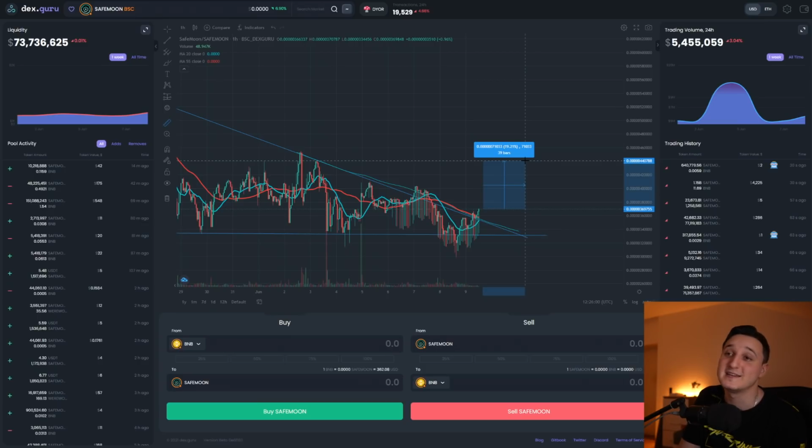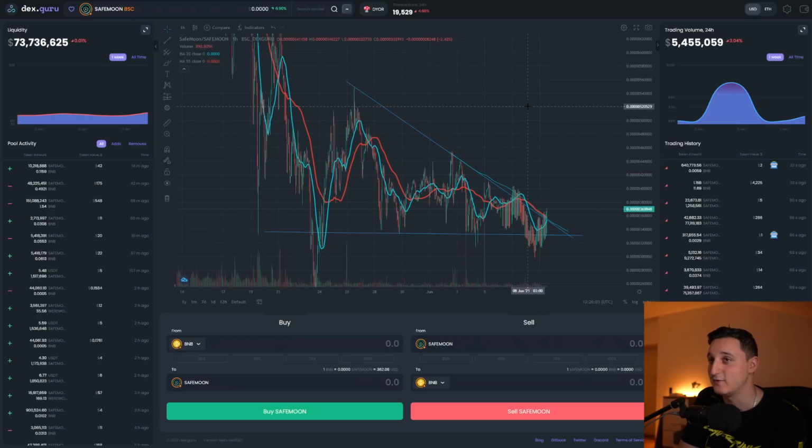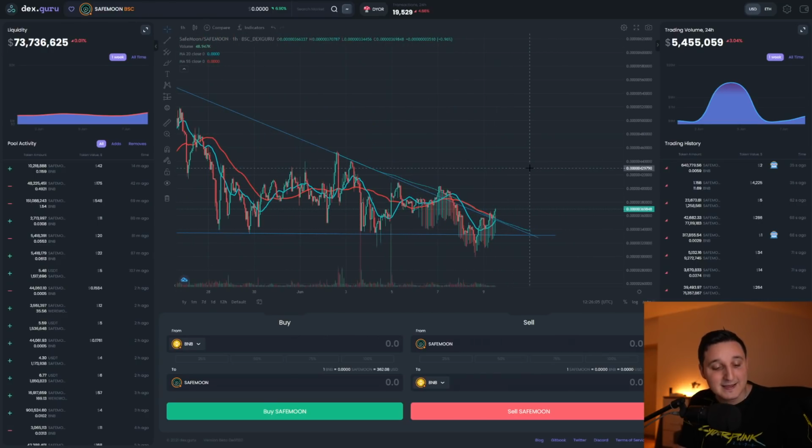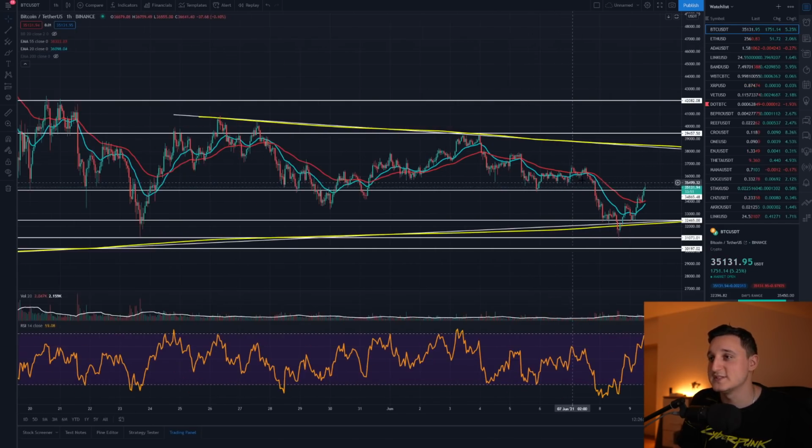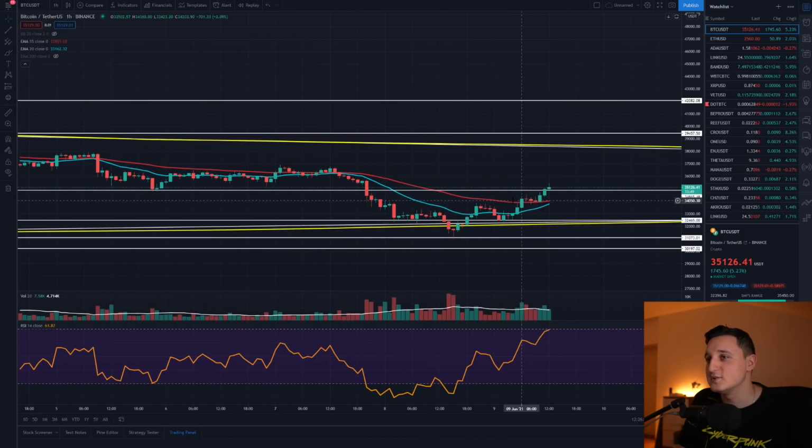So we're going to need a 20% increase if we want to go back to this level. So is it possible? It is. But like I said, Bitcoin has to keep going up. We have to stabilize here. Probably got some new good news about Bitcoin here. And this is why we are going up.